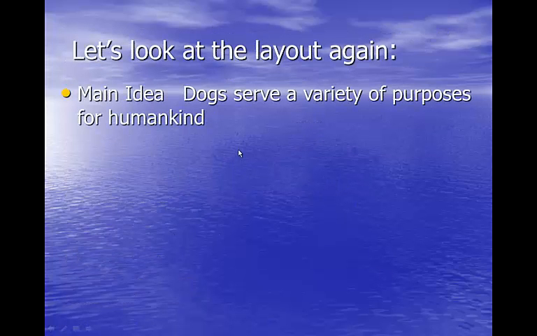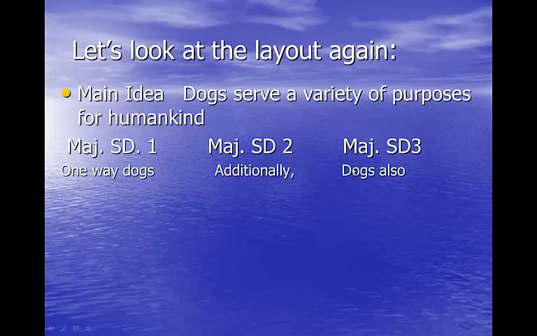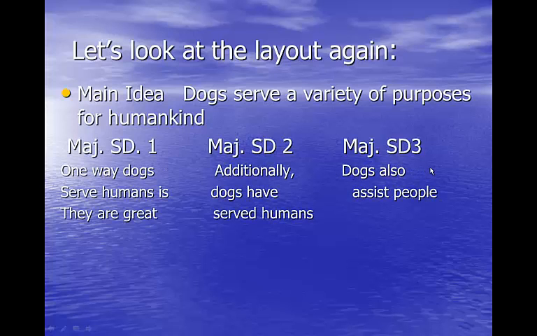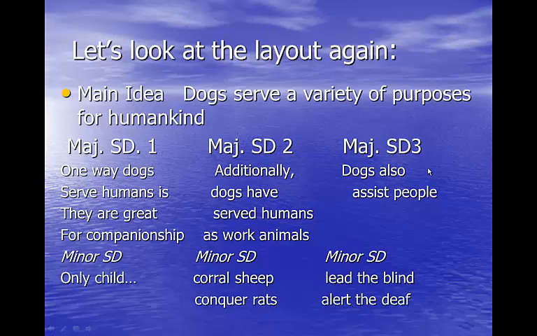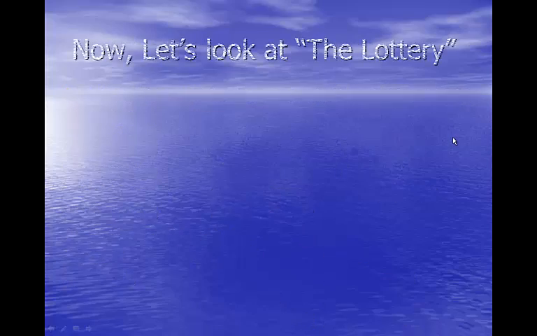All right, so we're going to look at it again. Here's the main idea. Now here's our major supporting details, right? And then our minor supporting details. All right, notice that the major supporting details are supported by this minor supporting detail. Or here's our major supporting detail number 2, supported by these minor details, 3 and 3. So if you break it down, main idea, major, minor, major, minor, major, minor. All of these help us understand the paragraph just a little bit more. And there we have it.